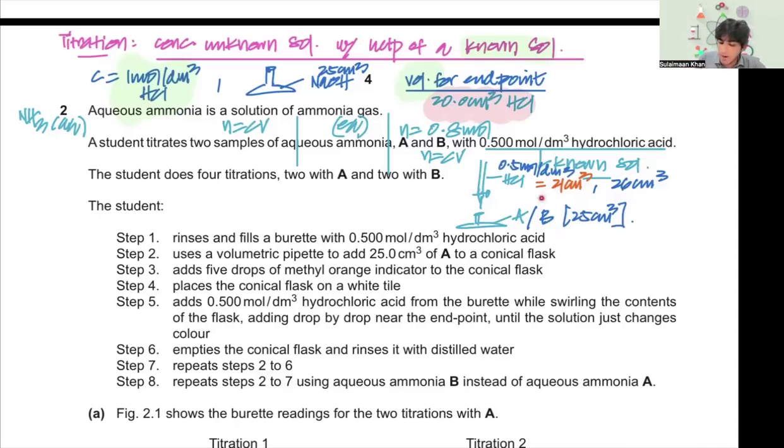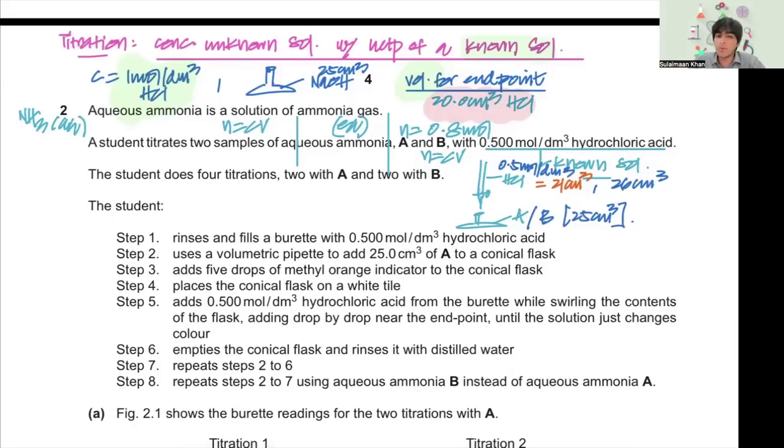But if you talk about A, it only needs 21 cm cube of acid. So if it needs 21 cm cube of acid, that means A requires less acid to completely be neutralized, and B requires more acid, the same amount. Both are 25 cm cube, but one requires 21 and the other requires 26. So obviously the one that requires more acid is more concentrated. So those of you who are saying A, revise all your concepts, right?